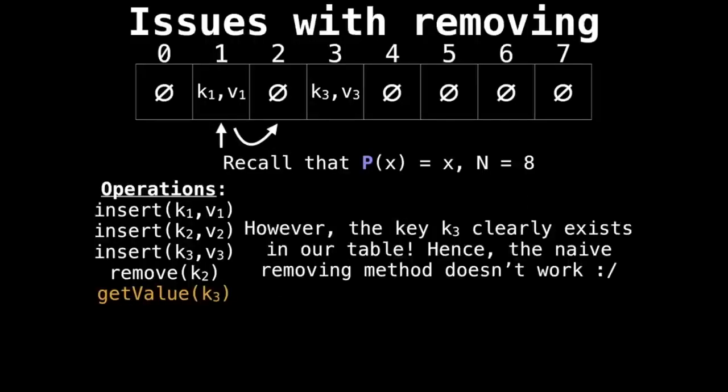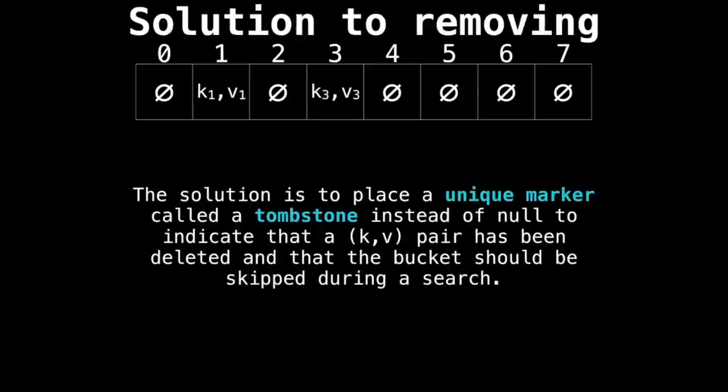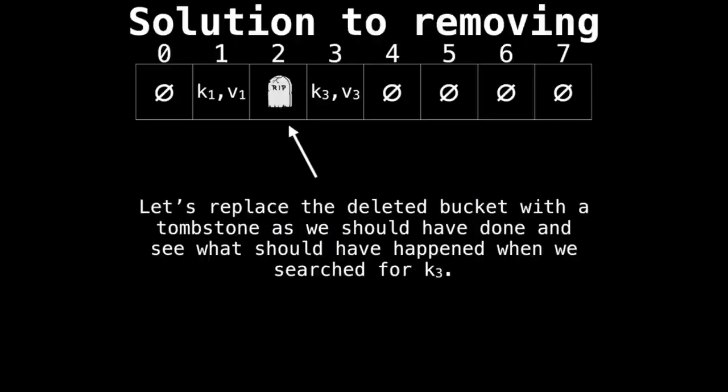So this method is clearly flawed. The naive removing method doesn't work because K3 clearly exists within the hash table. We can see it there in index 3. So here's a solution to the removing. When we remove an element, we're going to place a unique marker called a tombstone instead of a null element to indicate that a specific key value pair has been deleted or removed. And when we're doing a search, we're just going to skip over the tombstones.